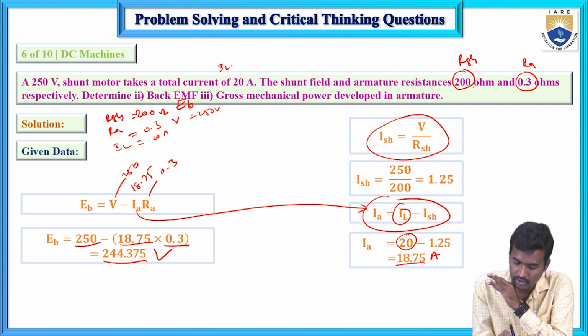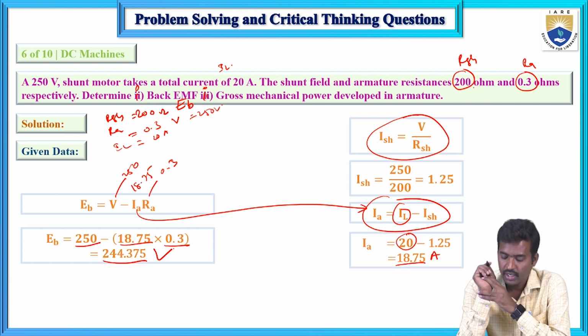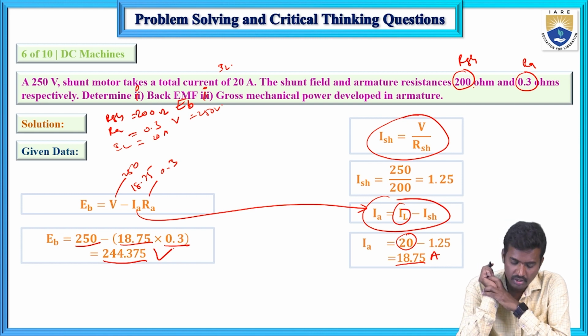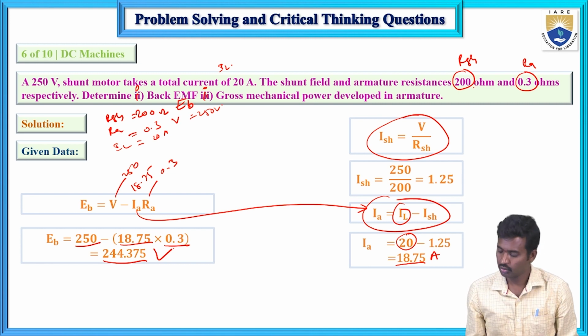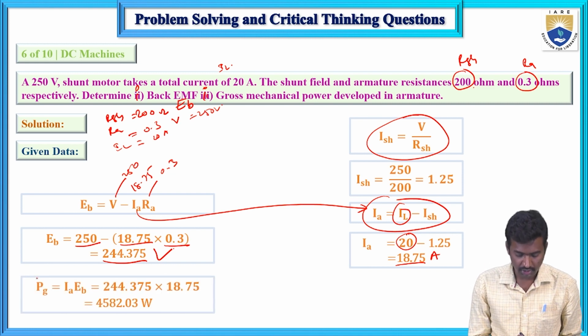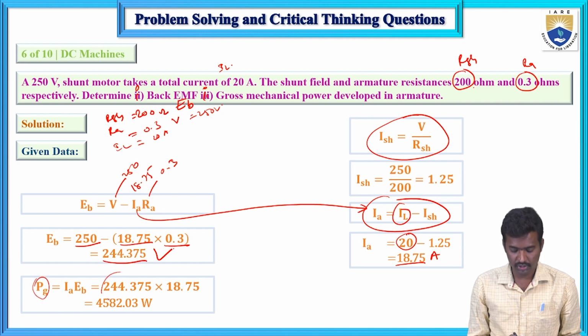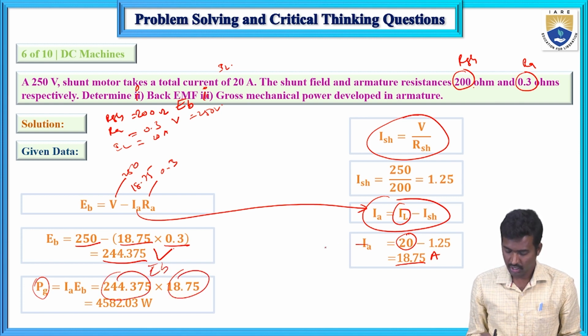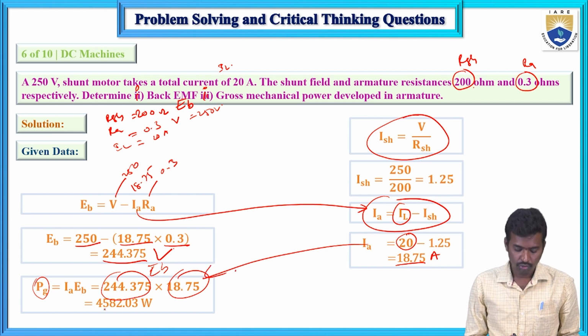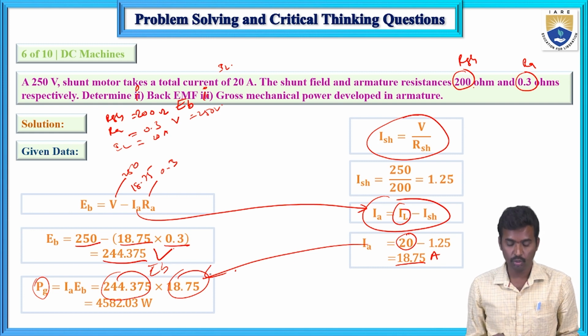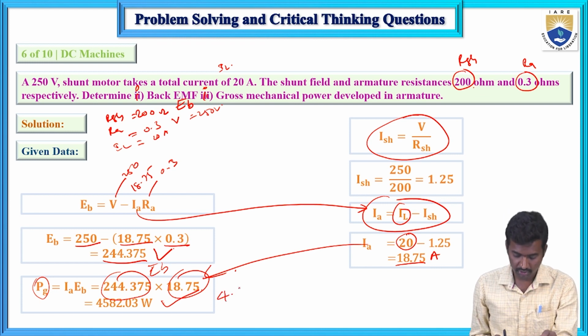This is the first question and this is the second question. Now here the gross mechanical power developed in the armature means EB into IA. The gross mechanical power developed is equal to EB into IA. This is EB and this one is the IA. That gives 4582.03 watts. Now in kilowatts, 4.582 kilowatts.